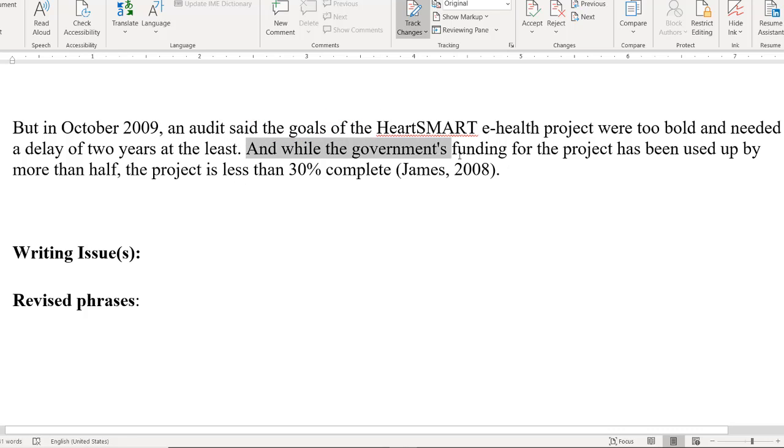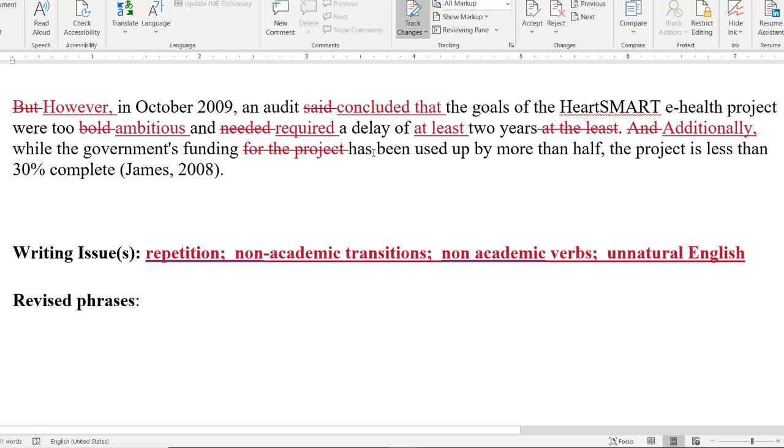Okay, then moving on. And while the government's funding for the project has been used up by more than half, yeah, we could say although the government has used up more than half of the funding, the project is less than 30% complete. So there's a few ways to mark this up, right? There's no exact way. You can see I'm looking at it, even though I've edited it, and saying, I might do this differently than I did a few weeks ago.